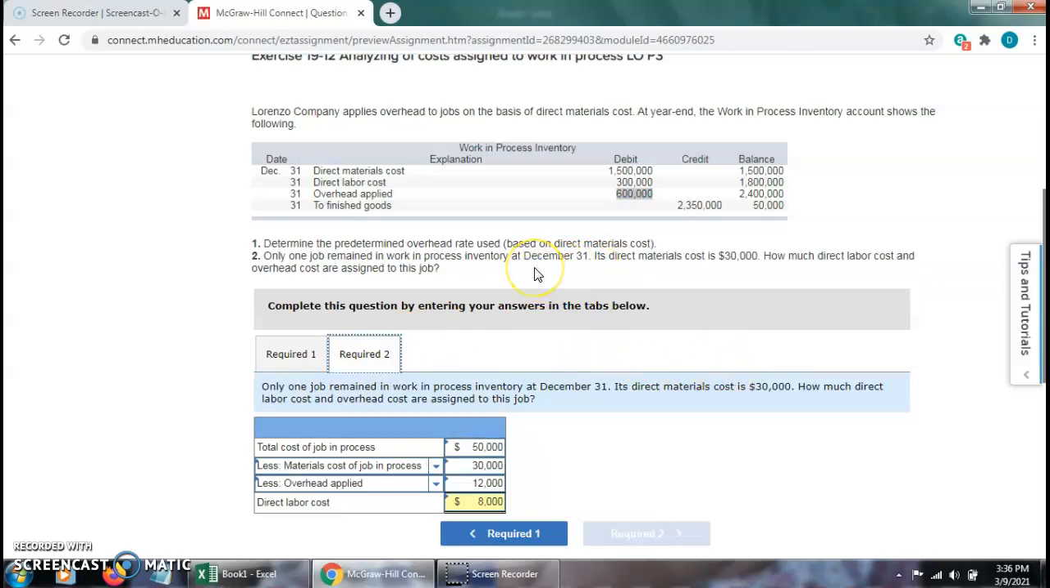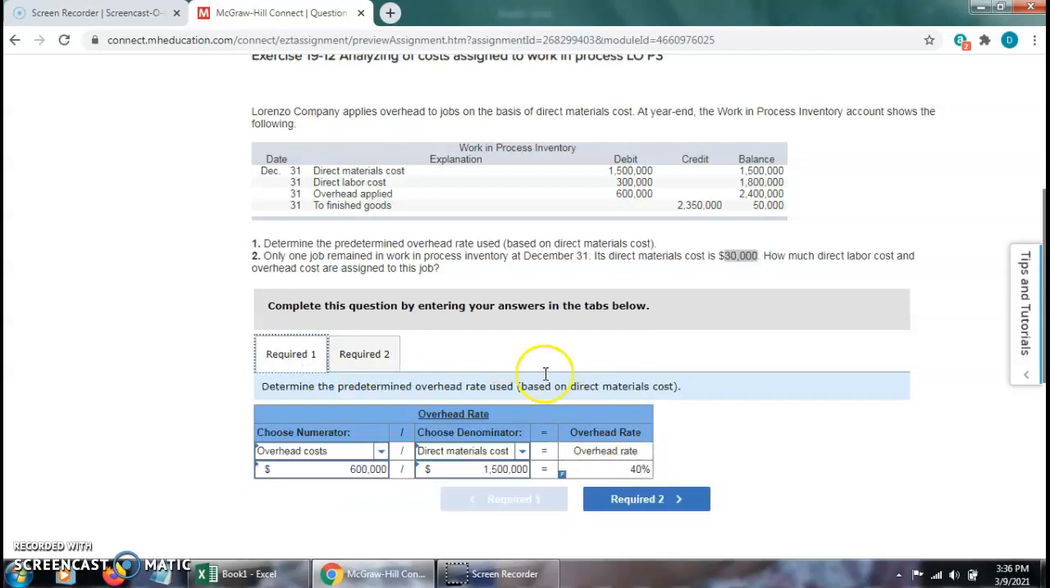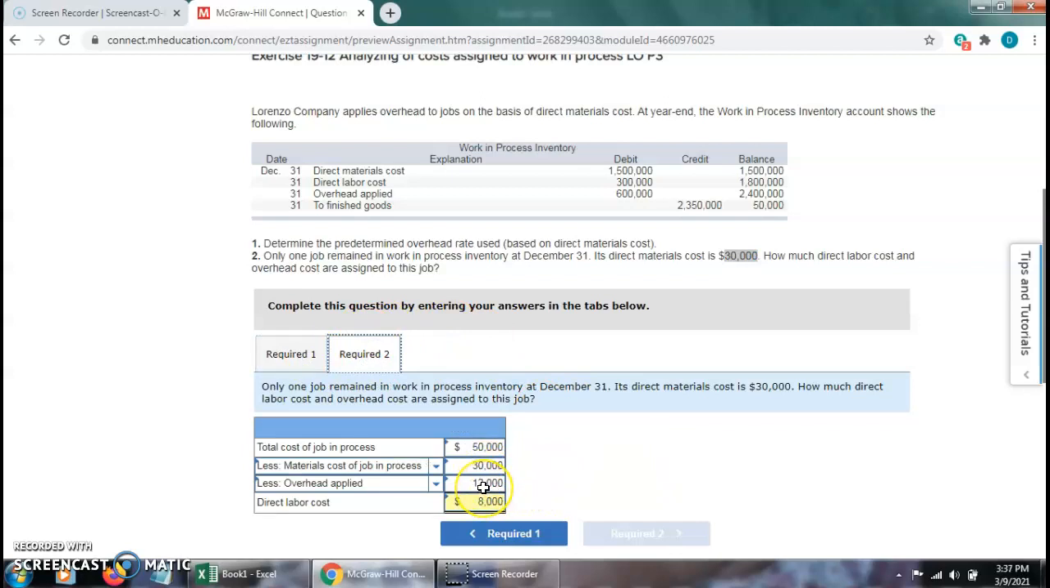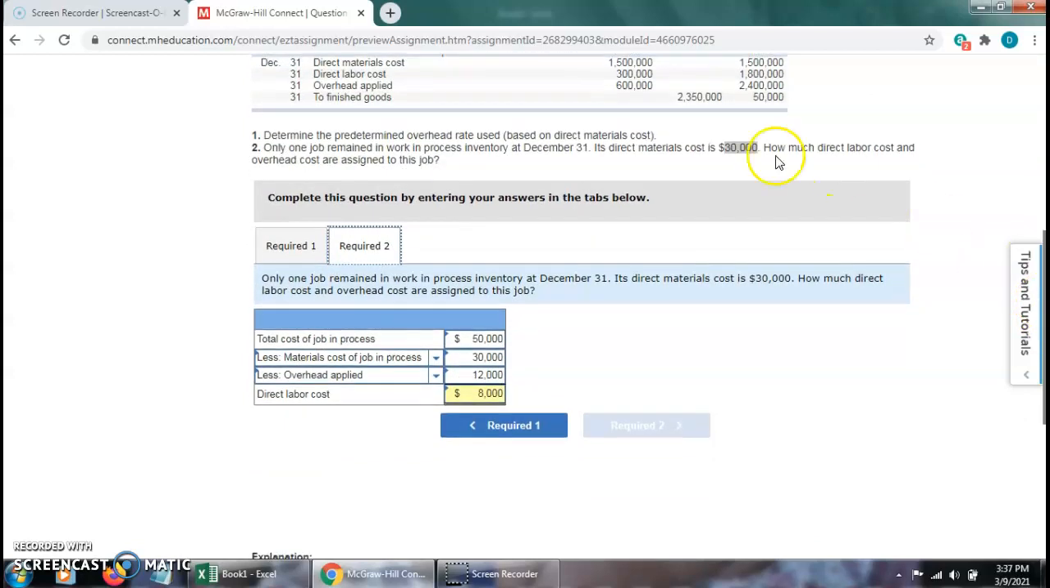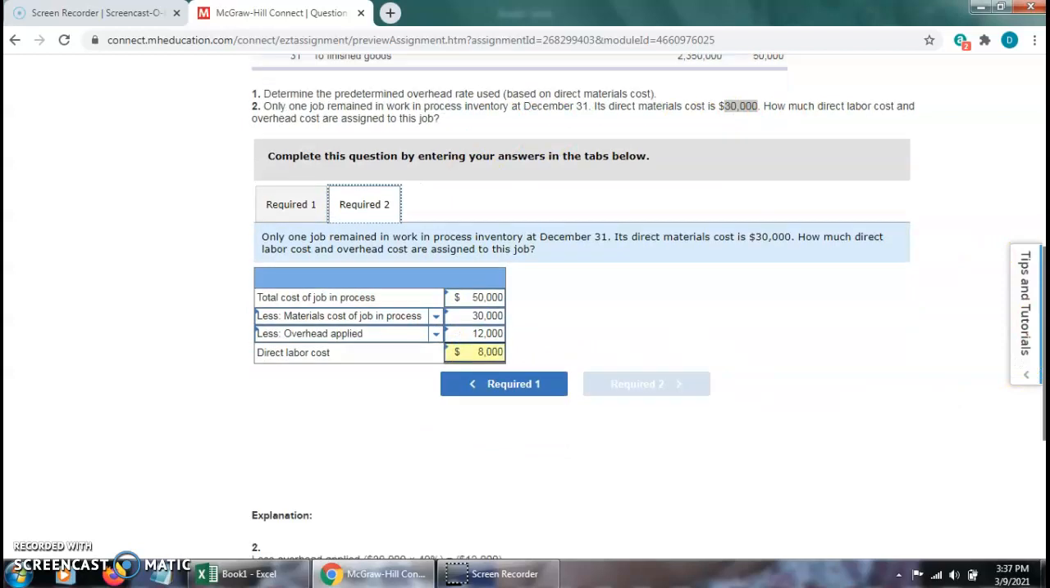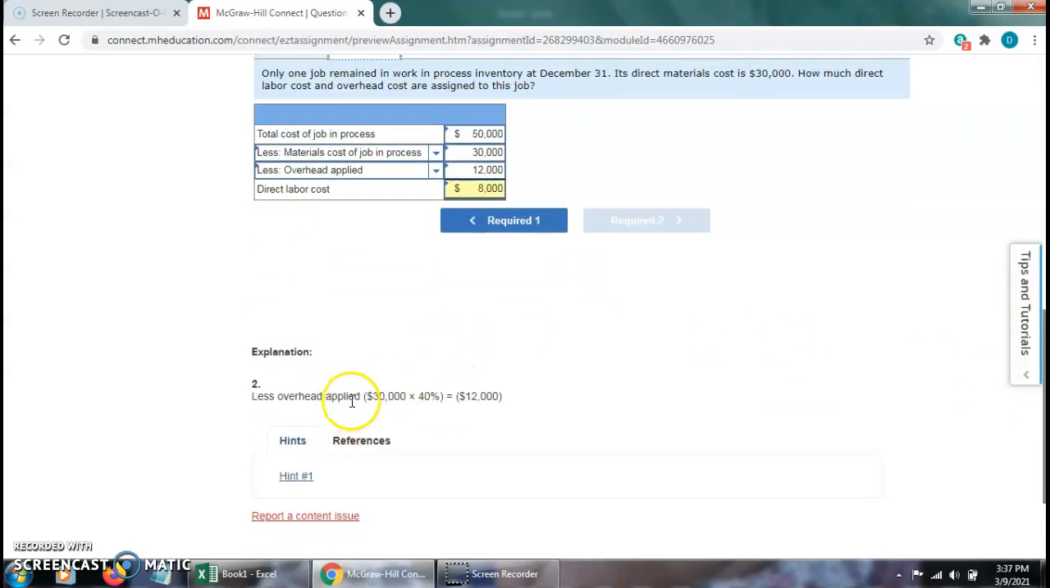Only one job remained in work in process at the end, and its direct materials cost is $30,000. How much direct labor cost was assigned to it? So we have the total cost of the job in process at 50,000 minus that 30,000. The overhead applied is 40% of that 30,000, so that's where we got the 12,000. Then we can back into the labor cost down here, less that overhead applied.